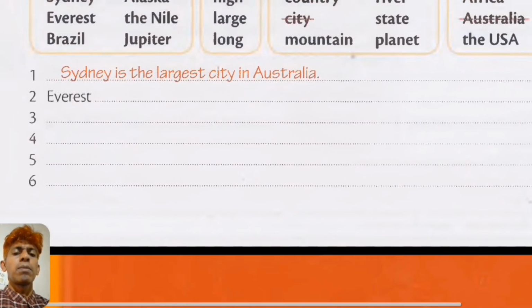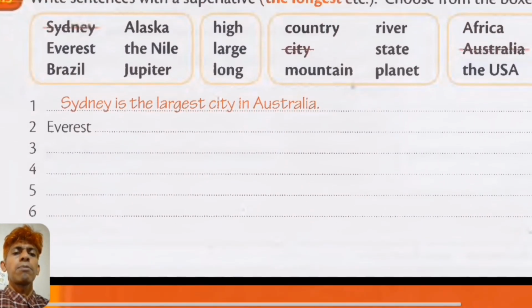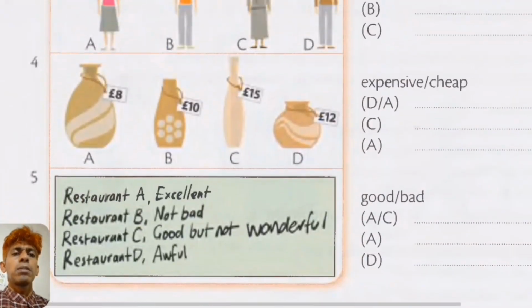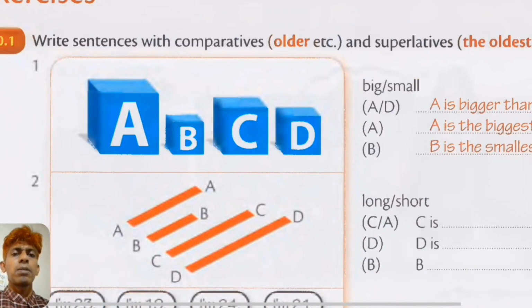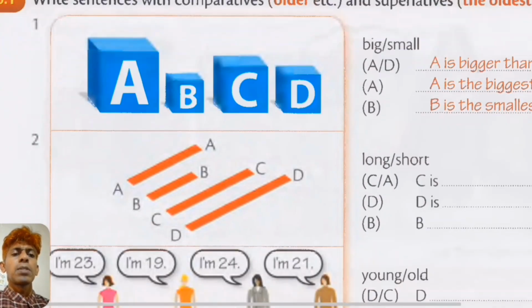Okay. We have finished the exercises. Unit 90. Okay.